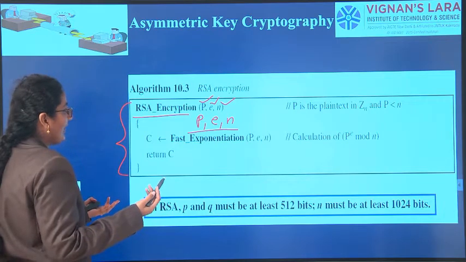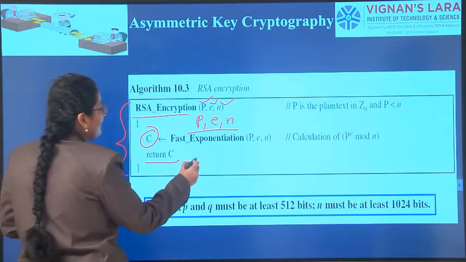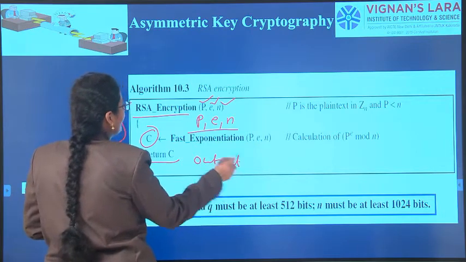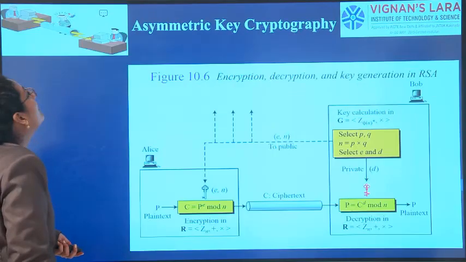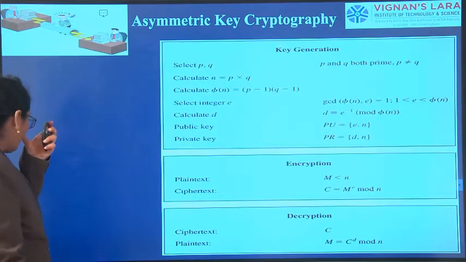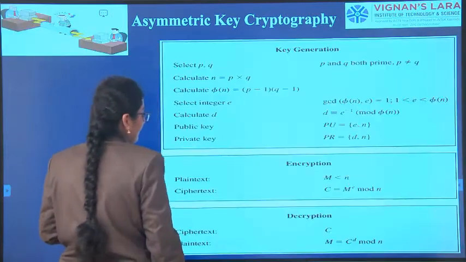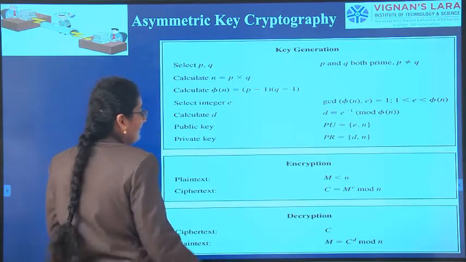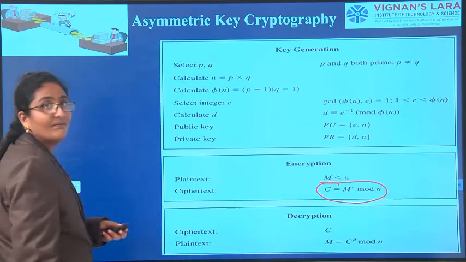Then what we have to calculate? We have to calculate the C value. Return C in the sense we are returning C as output. So what is the C value? To calculate C value we have the formula. C equal to M power E mod N.